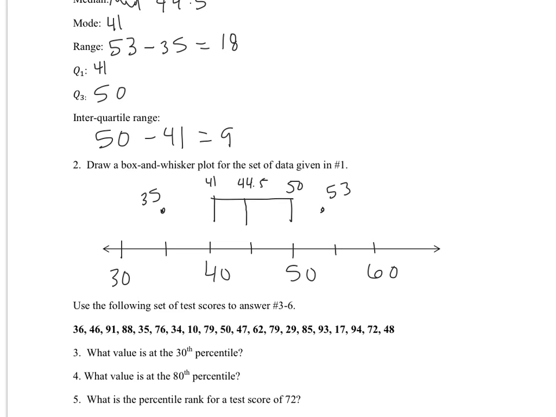So I have my box. My middles make the boxes. My min and max make my whiskers. And again, a couple of things about your box and whisker. There should be a space right here. No space, not full credit.